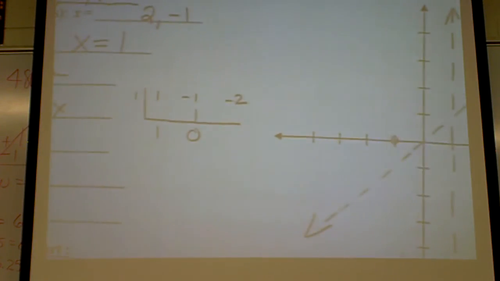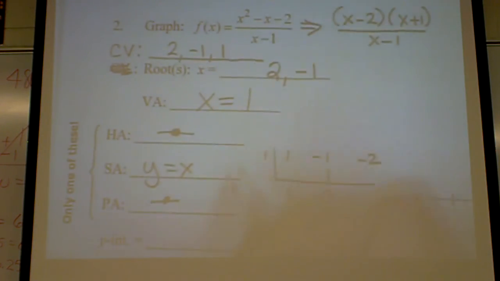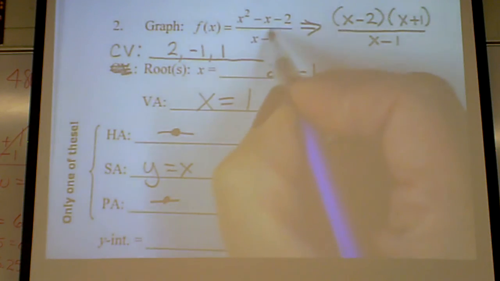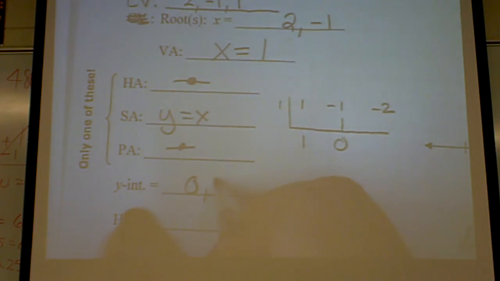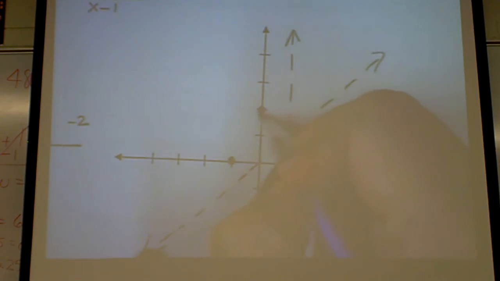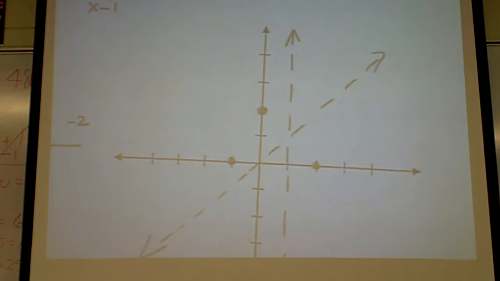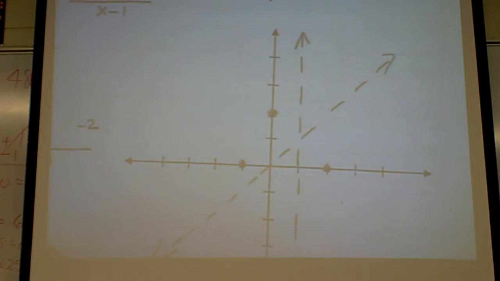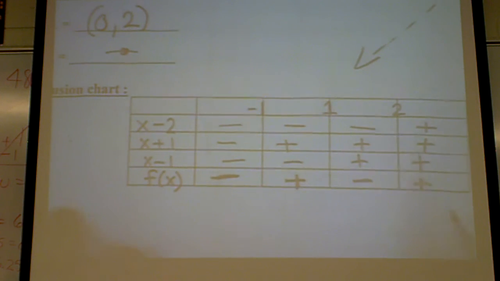Okay? Your y-intercept, I'm going fast because I want to finish this. If you were to plug a 0 in here, what do you get? 0? 2. Negative 2 over negative 1 is positive 2. So at 0, 2, you need to have a dot there. That's your y-intercept. And there are no holes, because we didn't cross any factors out. So now we get to graph this fun thing.